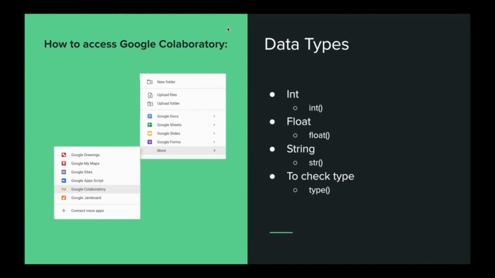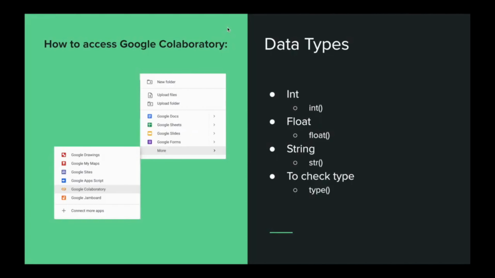So to get into more of the programming stuff, some stuff to know. This is in general to all programming languages. There are different data types. So these are three of the most popular ones. So int, it stands for integer, which is just any integer value. And in Python, it's represented by int parentheses.